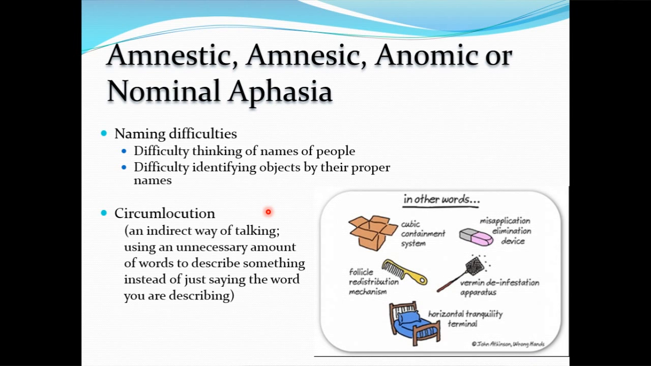So I found this little illustration I thought was quite fun. Instead of a box, the person might call it a cubic containment system. Or this might be a misapplication elimination device. This is a vermin de-infestation apparatus. This is a follicle redistribution mechanism. And this is a horizontal tranquility terminal. Okay. So now people with circumlocution won't necessarily go to those extremes, but you do find that they talk around the point.